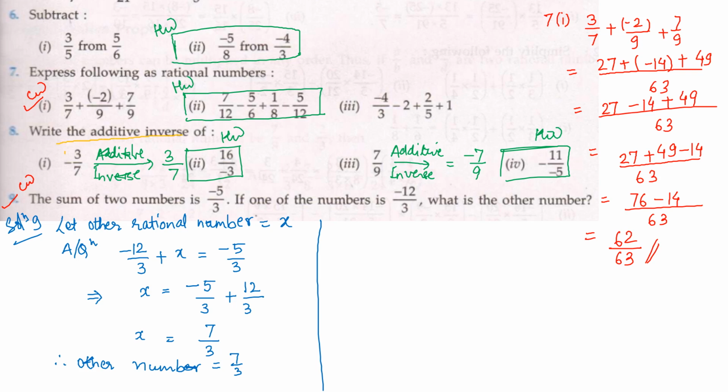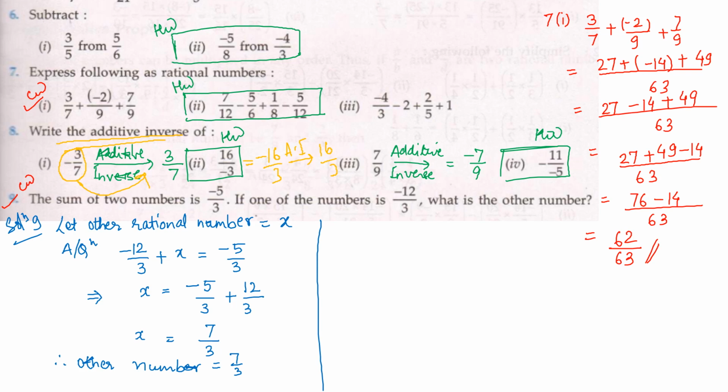8th, just now I told also additive inverse. Additive inverse means sign will change. So the additive inverse of minus 3 by 7 is 3 by 7. Additive inverse of 16 by minus 3. First of all, you have to make the denominator positive. So it will be minus 16 by 3 and its additive inverse will be 16 by 3. So others are done for you. The homework, classwork, no. You do all this additive inverse. I just want to explain you this today.